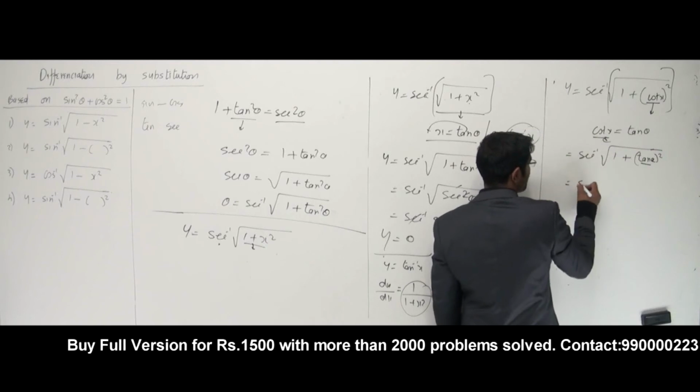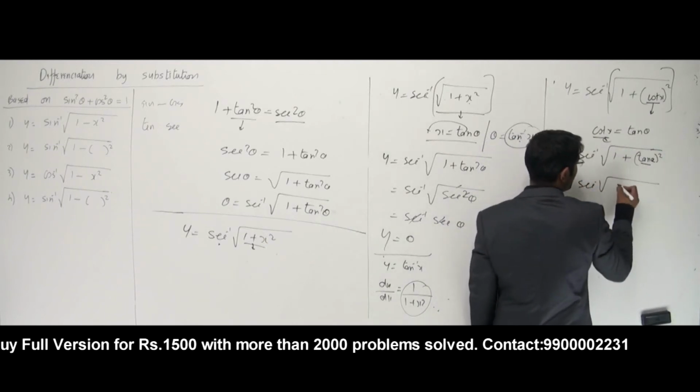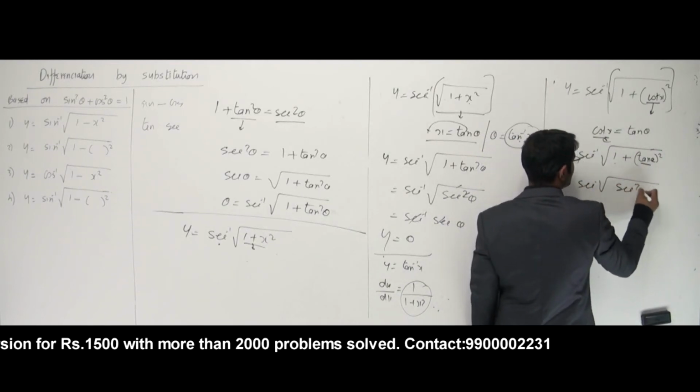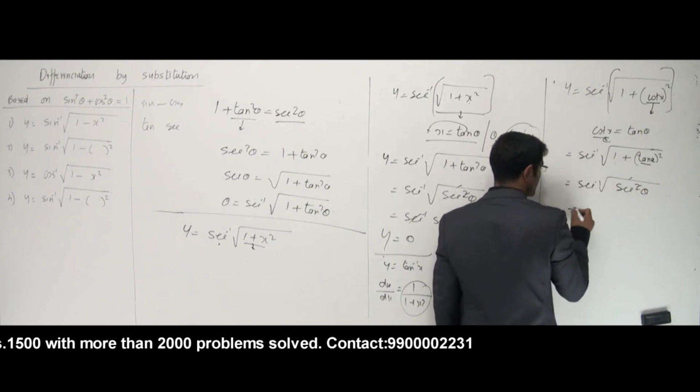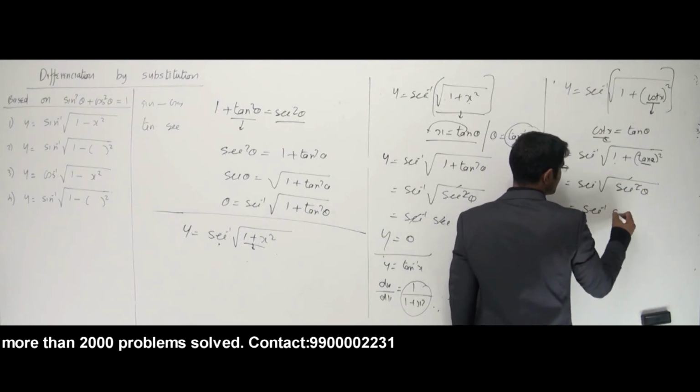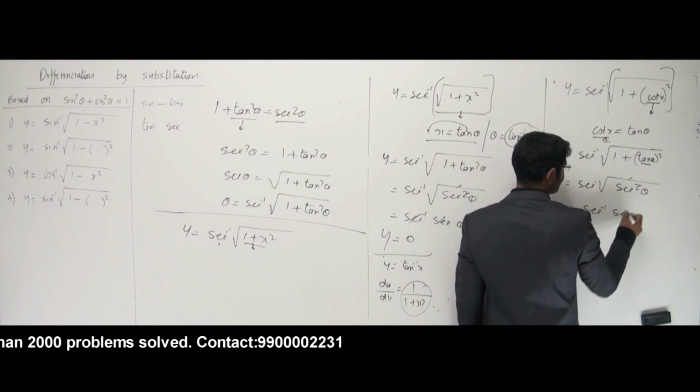So what happens to this? That is secant inverse of root of 1 plus tan squared, which is secant squared theta. Square and the root is gone. I'll get secant inverse of secant theta. I can cancel these guys. So what's left is y is equal to theta.